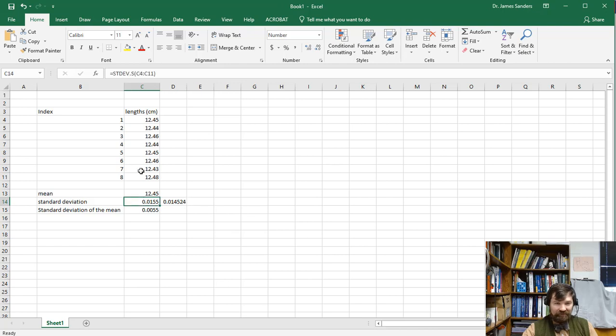But STDEV.S is for standard deviation, STDEV.P is for population. And then to get the standard deviation of the mean, I simply took the standard deviation that I calculated here, and I divided by the square root of 8, since that was the largest index, or in other words, it's the number of measurements I've taken. And so I'm showing you all this because this will make it a little bit faster for you to do these calculations, because you can just type the numbers in here and have Excel do the calculation for you.